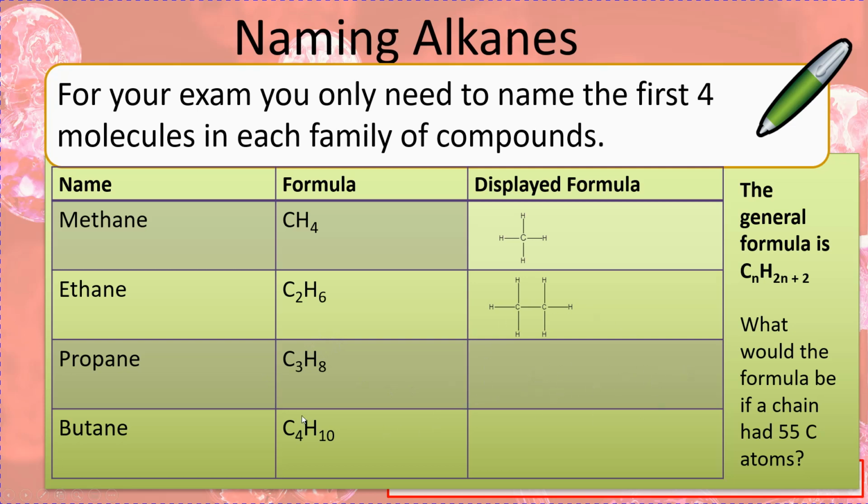Now I know we only need to know these 4, but it doesn't matter how many carbons you have. You could have, I don't know, C100. C100 would be H, 2 lots of 100 plus 2, so it would be C100H202. If it was C50, it would be C50H102. So it doesn't matter, even if you get some quite scary ones with some quite big numbers, you still do it in exactly the same way.